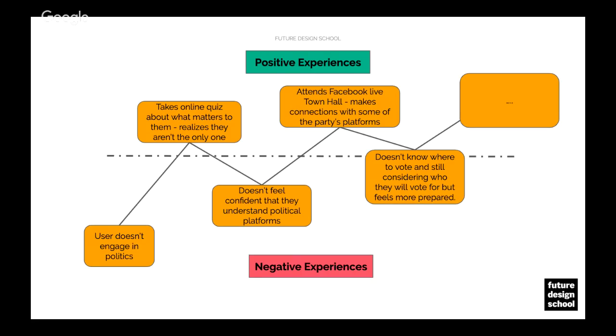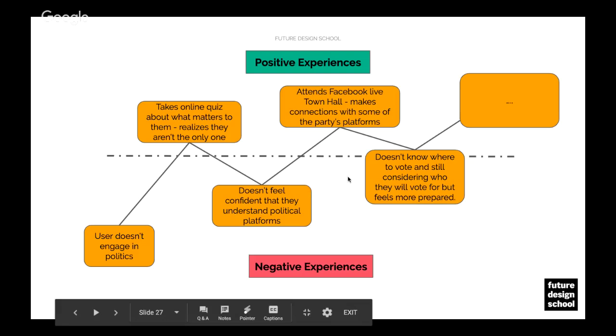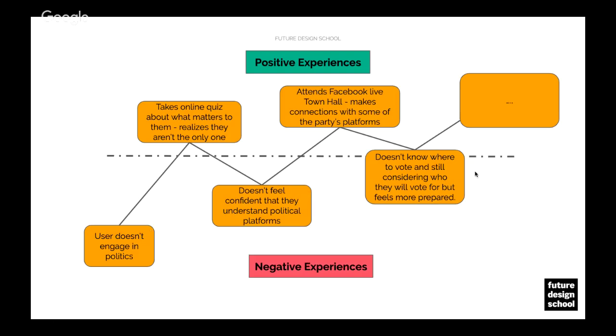He doesn't feel confident that they understand political platforms. So Dave doesn't feel confident in himself that he understands politics. But then he attends a Facebook Live town hall, and it makes connections with some of the party's platforms. You can see here that his negative experiences are drifting closer to that midline, where they're becoming slightly more positive. Where he ends off is he doesn't know where to vote and is still considering who he will vote for, but he definitely feels more prepared. Ideally, this solution will lead him into a positive experience when we develop that solution.